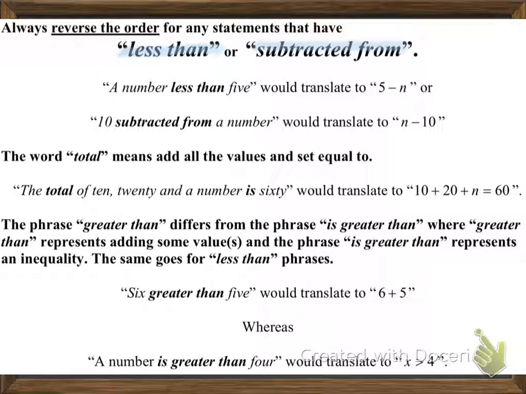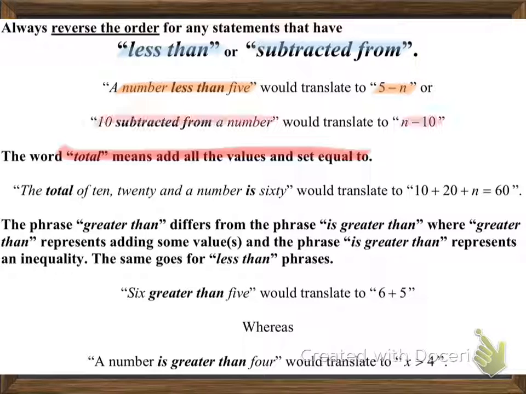Next page. So this is really some important information. I've already referenced some of it. You'll notice that I've already highlighted less than and subtracted from. So when you have these two, the order changes. A number less than 5: you have 5, and then it's that number, which we can represent with a variable, let's say n, less than what you started from. So you have 5, and then you're taking away some number, 5 minus n, right?